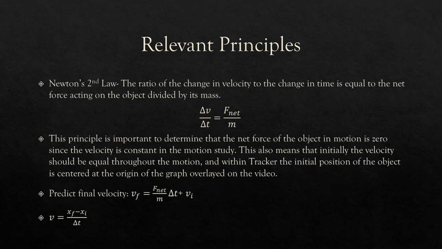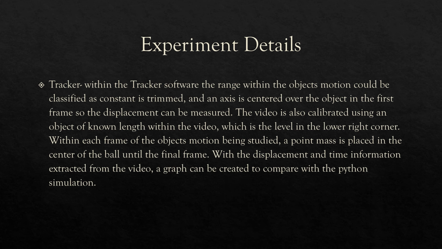This also means that the velocity should be equal throughout the motion, and within Tracker, the initial position of the object is centered at the origin of the graph overlaid on the video. Here is the formula for the predicted final velocity and the velocity.